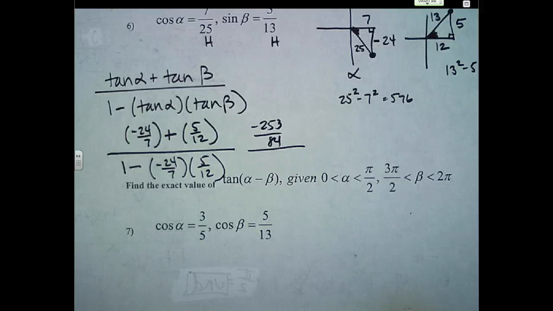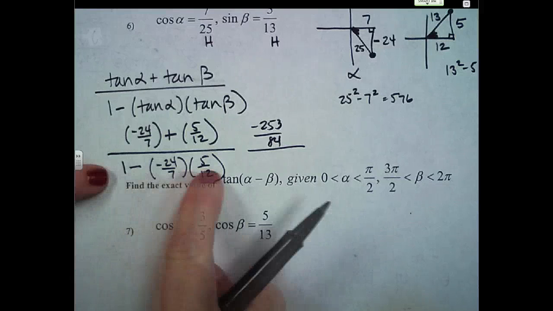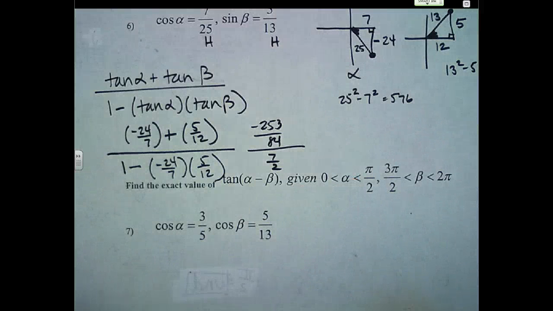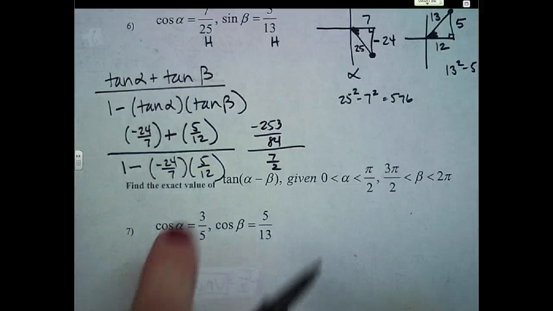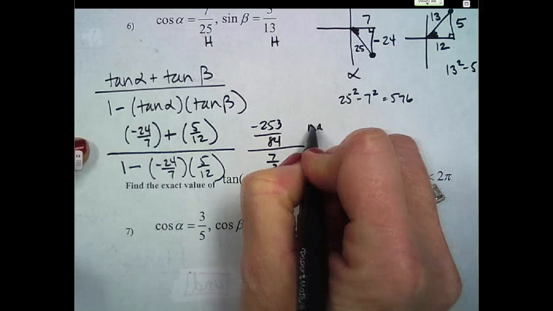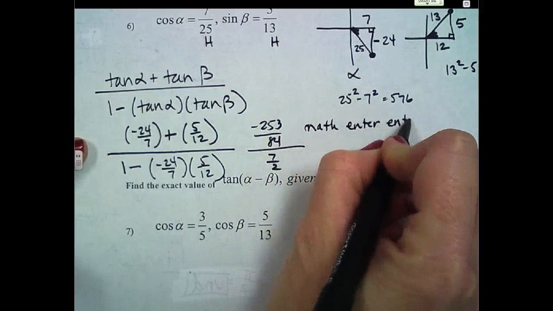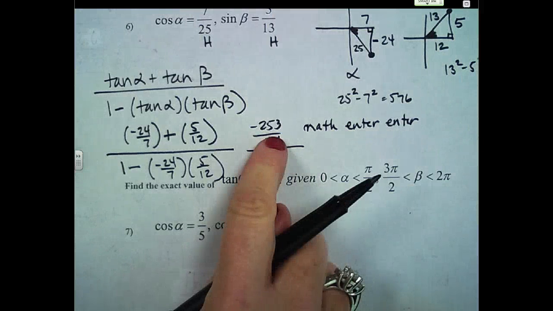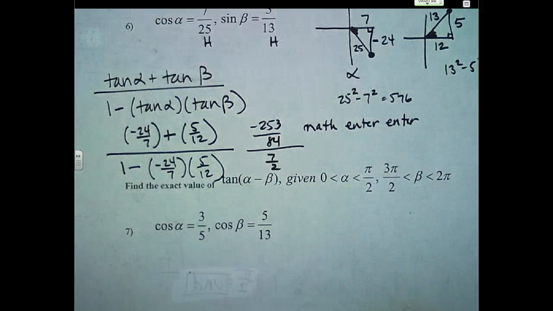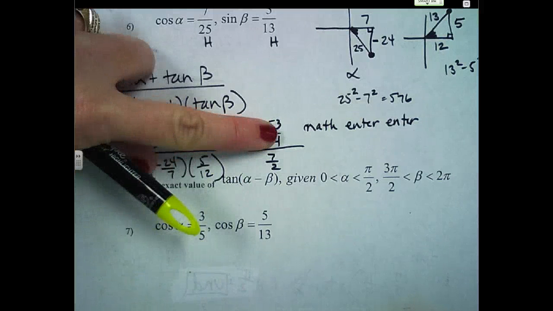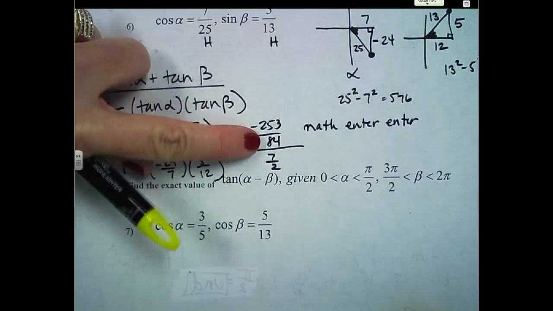remember, hit math, enter, enter. So you can type this in and hit math, enter, enter, and that will give you your fraction back. Don't try to write that decimal and round. You'll get the wrong answer. So you type this in your calculator, you hit math, enter, enter. Okay, if you don't, then you're gonna get the wrong answer. Then all you have to do is take both of these and type them in. Take the top fraction and divide by the bottom fraction.